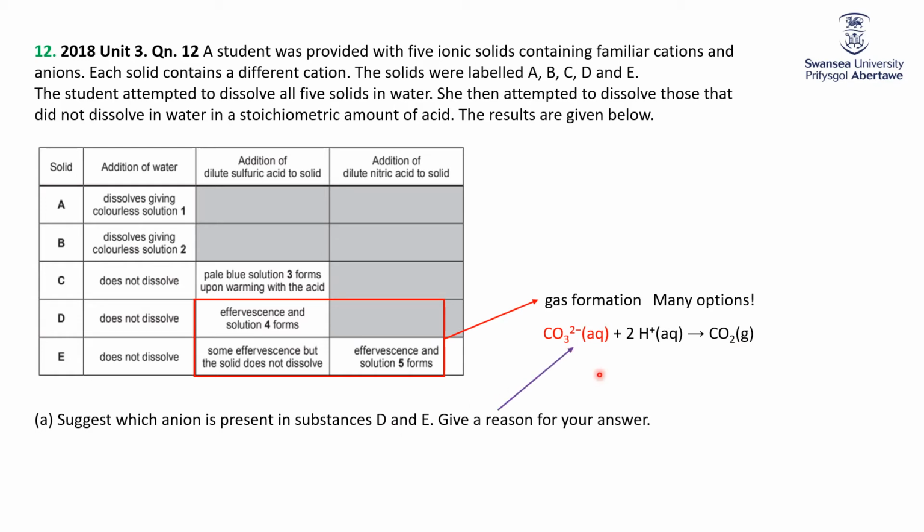Now, before I leave this slide, I'm also going to add that compound C doesn't dissolve, but when you add sulfuric acid to it, you get a pale blue solution, and that's indicative that C contains copper 2+ ions. Other things to note, although we'll be coming back to this slide: D has a soluble sulfate, E, however, has an insoluble sulfate. So D soluble sulfate, E insoluble sulfate.